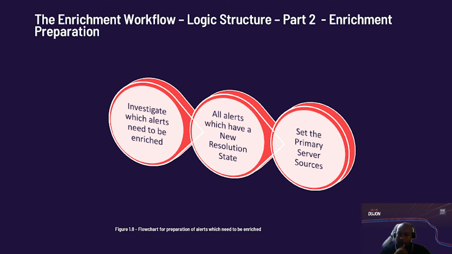The next part is the enrichment preparation. One of the first things it does in this phase is investigate which alerts need to be enriched. It will go through all of the alerts that are blank in all of their custom fields. It will go through them by each custom field, but overall, every custom field is looked into, and all of the ones that show as blank in all of their enrichment mappings are the next ones in line to be enriched by the enrichment workflow.